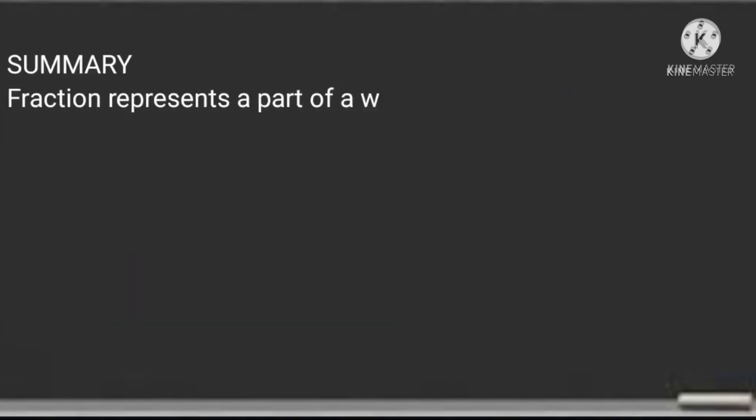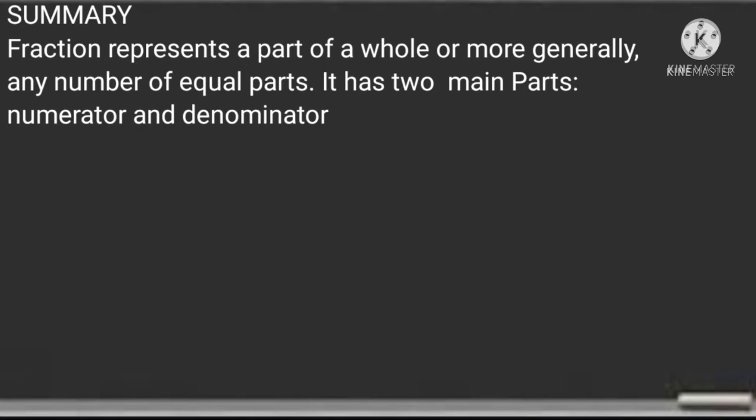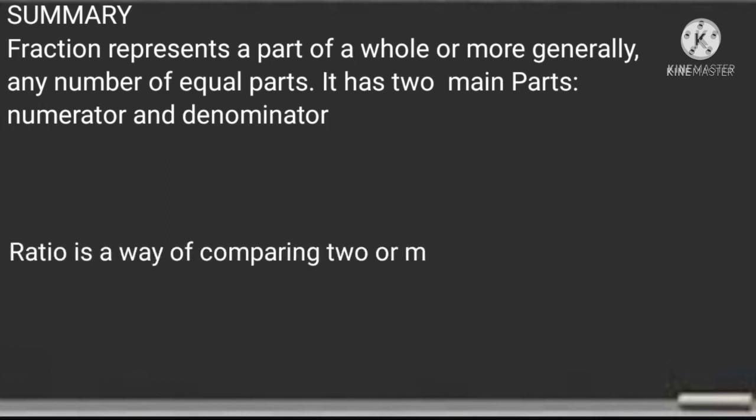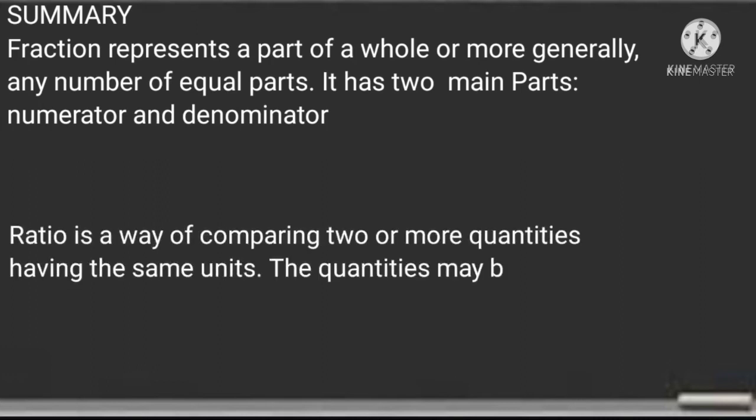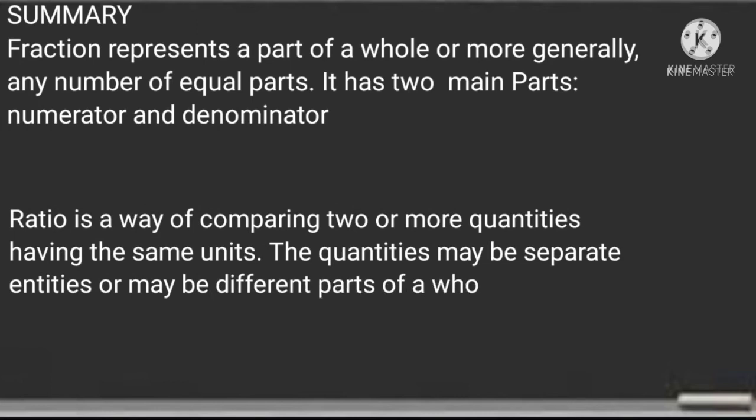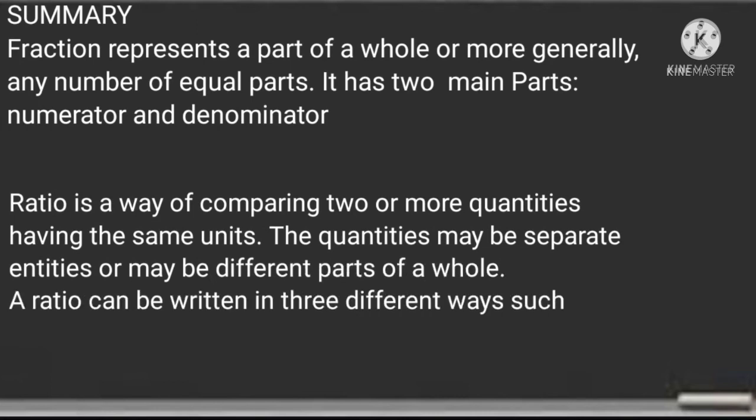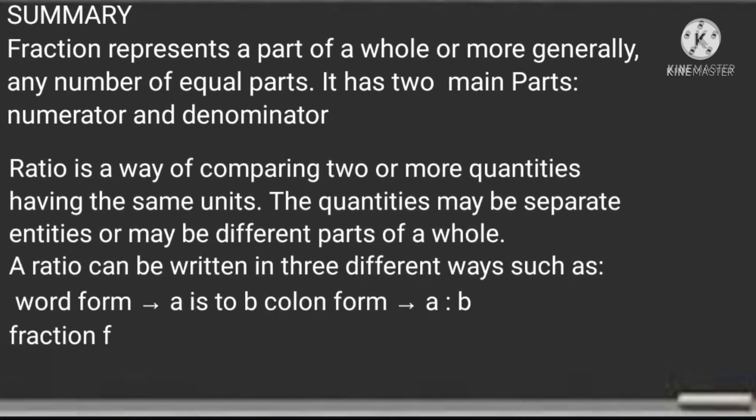Take note that a fraction represents a part of a whole, or more generally, any number of equal parts. It has two main parts, the numerator and denominator. Ratio is a way of comparing two or more quantities having the same units. The quantities may be separate entities or may be different parts of a whole.